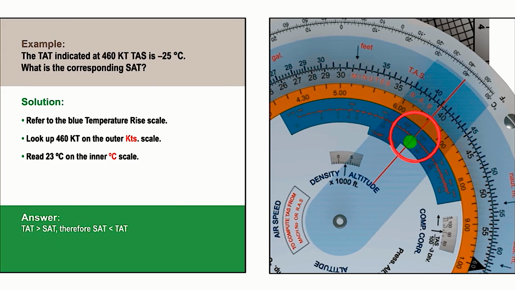The static air temperature is always less than the total air temperature, so the 23 degrees must be subtracted from the indicated total air temperature. This gives us minus 25 degrees centigrade less 23 degrees centigrade, which is minus 48 degrees centigrade.